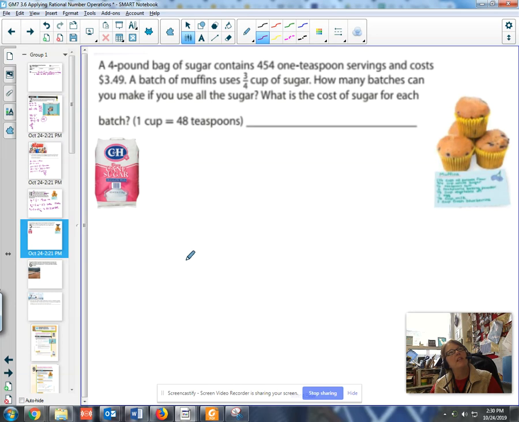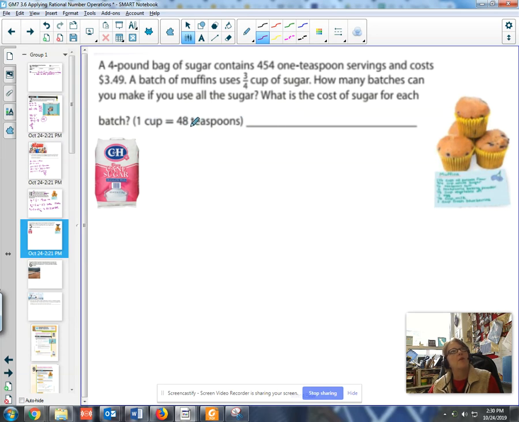Oh, here we are at Muffin Land again. The 4-pound bag of sugar has 454 1 teaspoon servings. It costs $3.49. A batch of muffins uses 3/4 cup of sugar. How many batches can you make if you use all the sugar? Oofda.